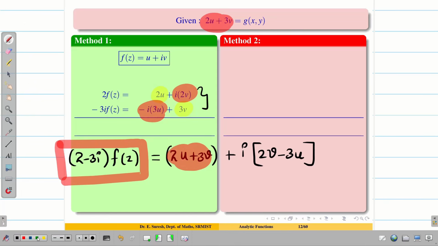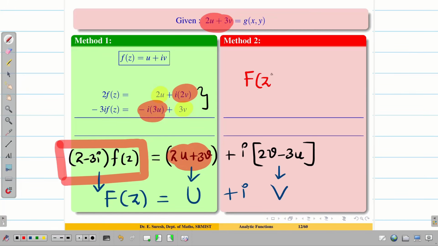z. Now, for problem solving, it is very tough for me to write like this. So I am going to assign this 2 minus 3i into small f of z as capital F of z, and 2u plus 3v as capital U plus i into 2v minus 3u as capital V. So we construct a new analytic function capital F of z is equal to capital U plus i into capital V.